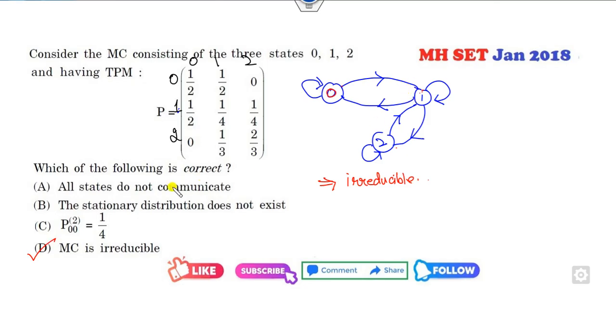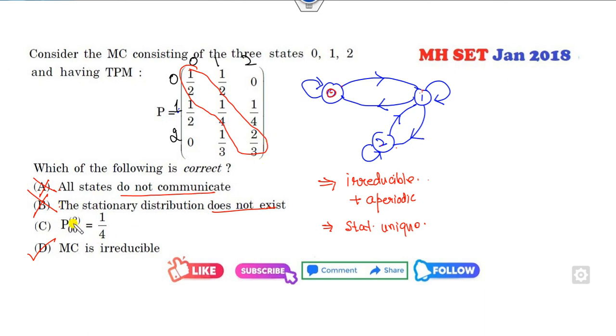Also, "all the states do not communicate" is wrong, because you can start from 0 and end at 2. All the states communicate with each other. Again, you can see the diagonal entries are non-zero. So that means this is also an aperiodic Markov chain. So what does it mean? The stationary distribution is unique. Fine. "The stationary distribution does not exist" is a wrong answer.